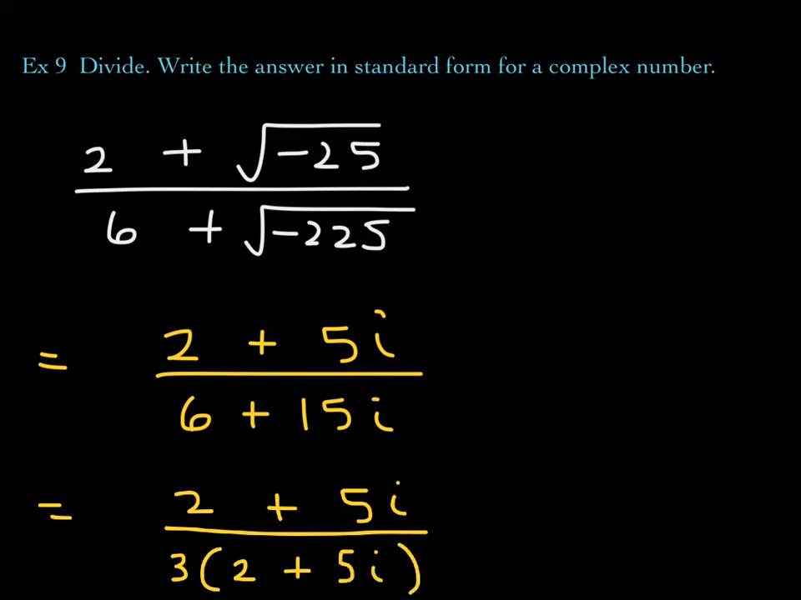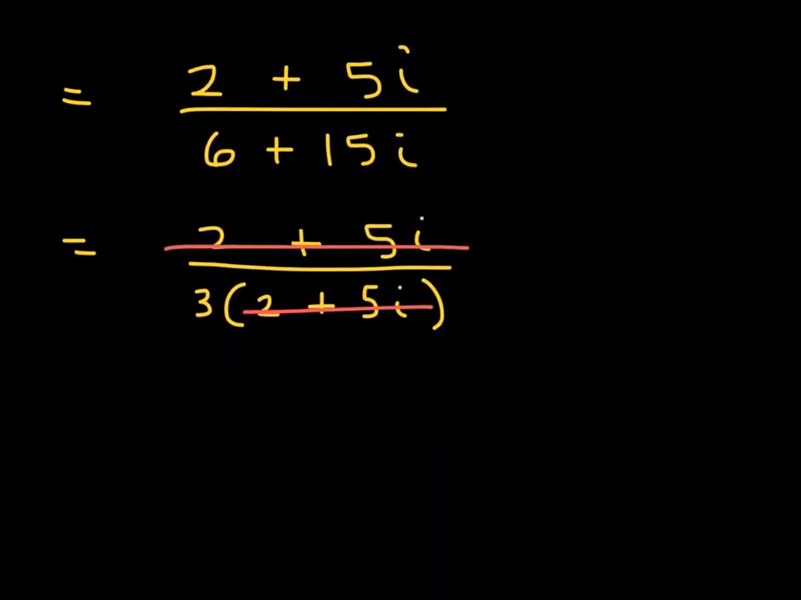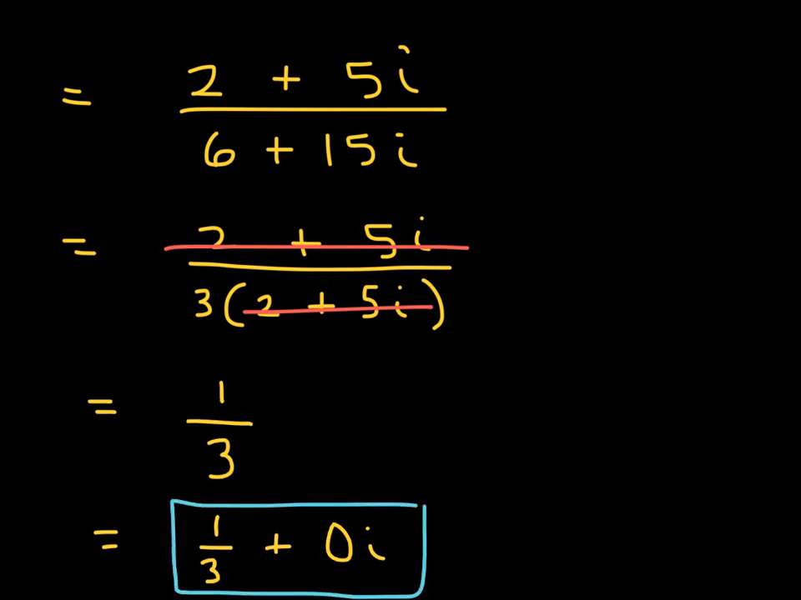2 plus 5i divides out with 2 plus 5i. And so all you're left with is, man, this problem turned out to be really nice. You're left with 1 in the numerator and just 3 in the denominator. So your answer is 1/3. But in standard form for a complex number, it's 1/3 plus 0i. Man, I didn't have to multiply by the conjugate at all because this just simplified really nicely.